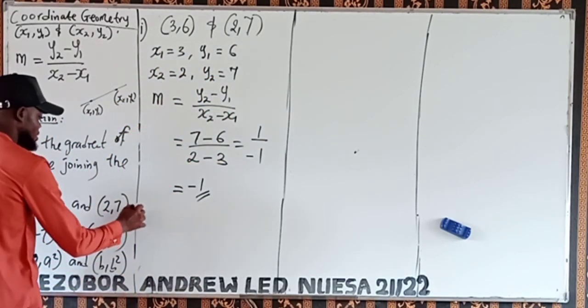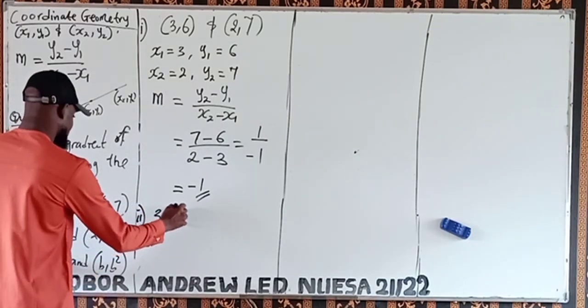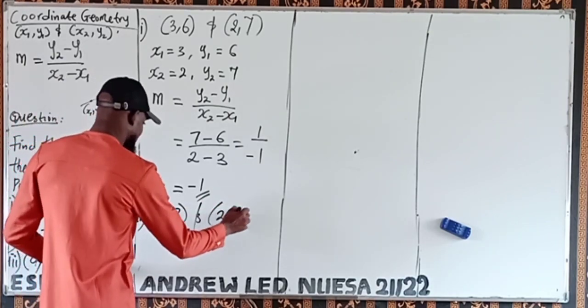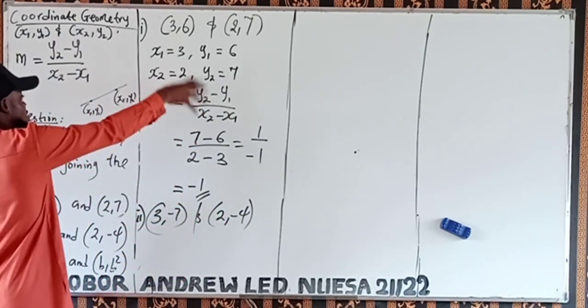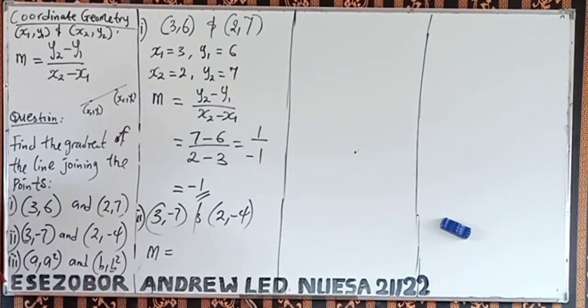Then the second question, we'll have (3, minus 7) and (2, minus 4). I hope we're able to get this. Just input that as well. So what will be the gradient for this now?